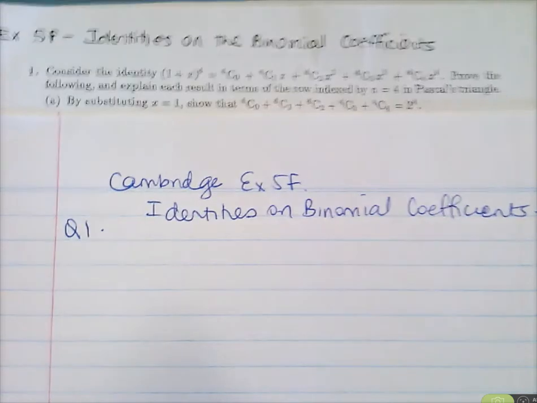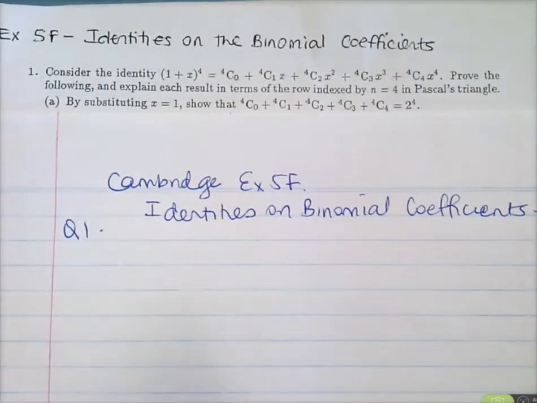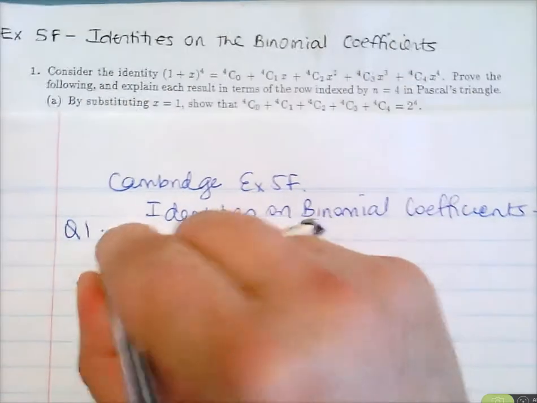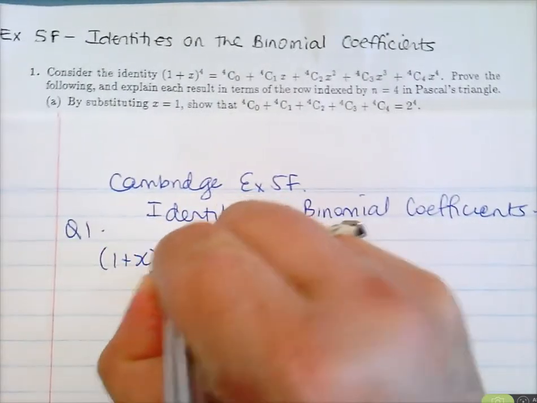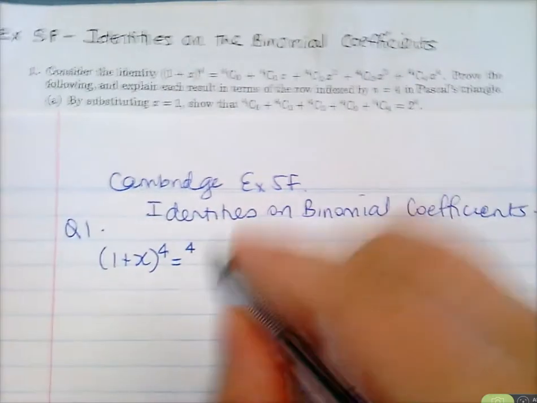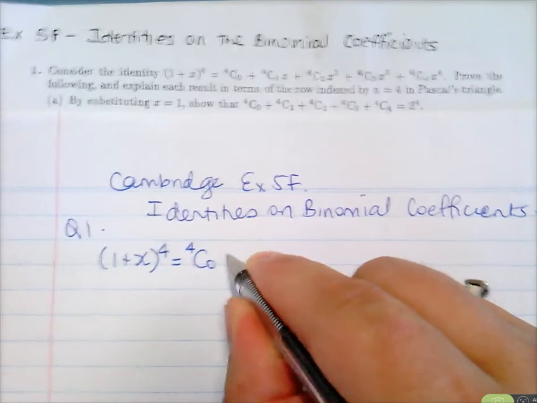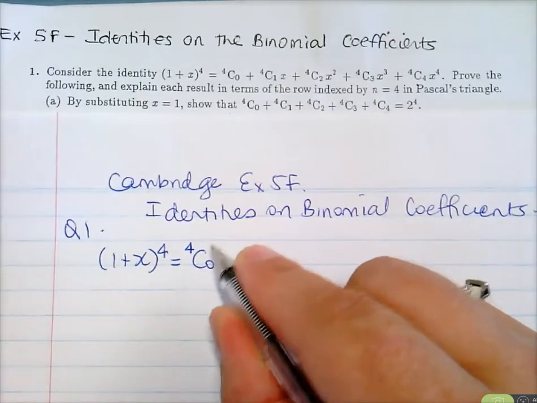5F, identities on binomial coefficients. We're just going to work through the questions. It says consider the identity (1 + x)^4 equals. If you try and expand that, isn't it 4C0 times 1 to the power of 4? You know how to expand this?